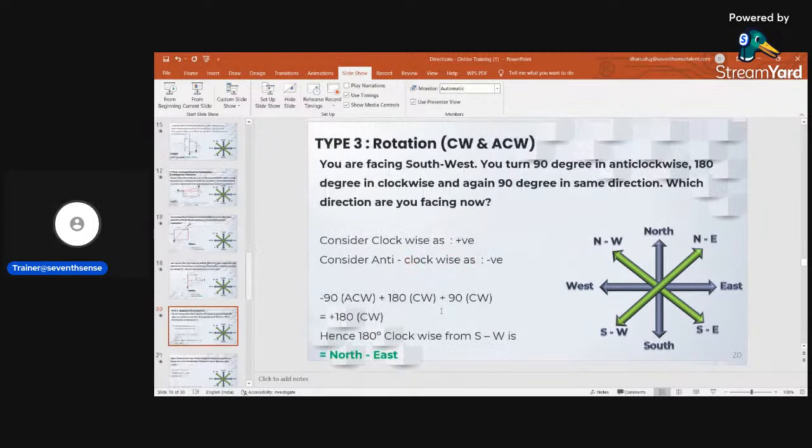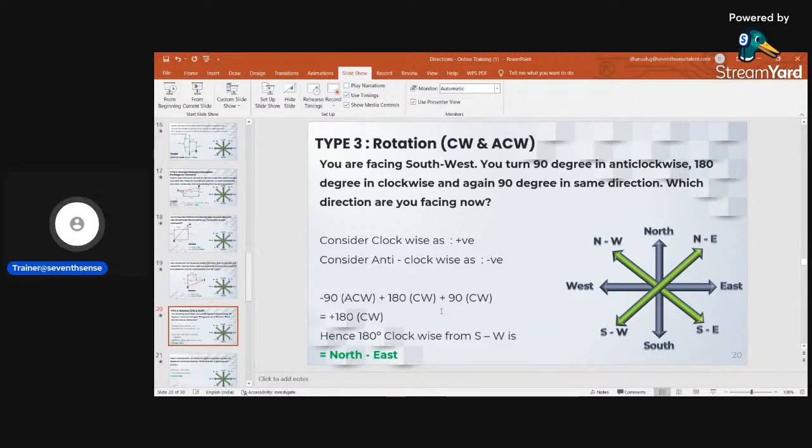Okay, so this is type 3. This is about rotation, clockwise and anti-clockwise. So if we go for rotation, we know we have clockwise and anti-clockwise. So let's check this. You are facing southwest and you turn 90 degrees anti-clockwise and 180 degrees clockwise, and again 90 degrees in the same direction. So which direction are you facing now?